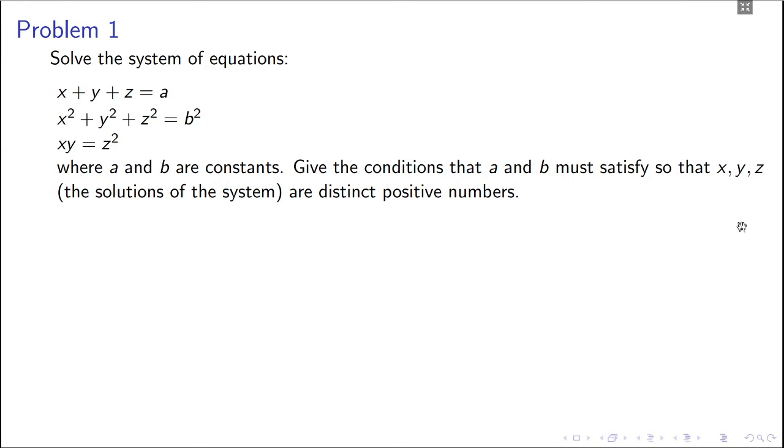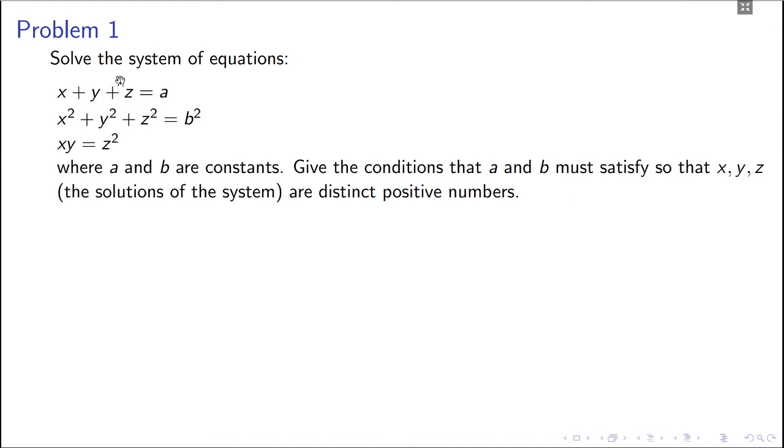So this one, it says there's a system of equations: x plus y plus z equal to a, x square plus y square plus z square equal to b square, and xy equal to z square. A, b are constant, and it says give the condition on a and b such that x, y, z are distinct positive numbers.